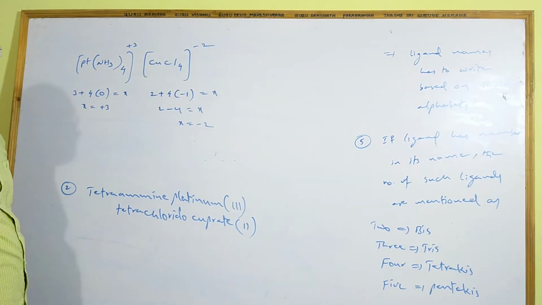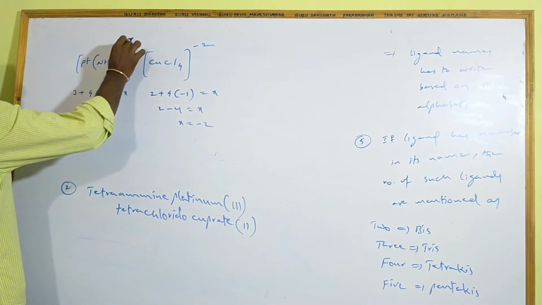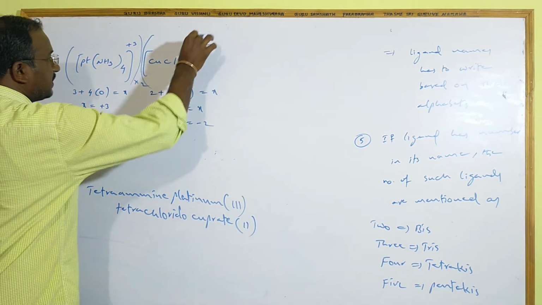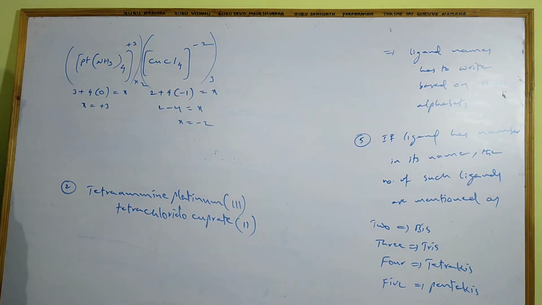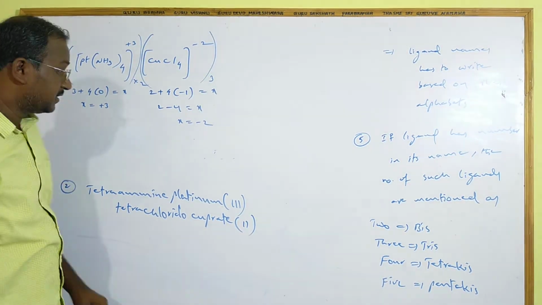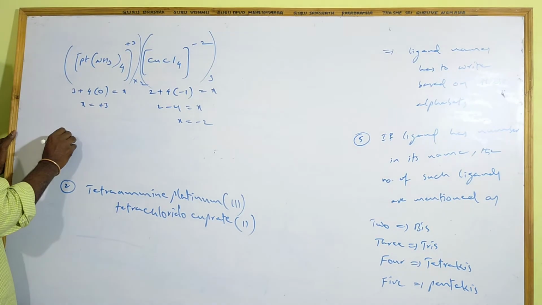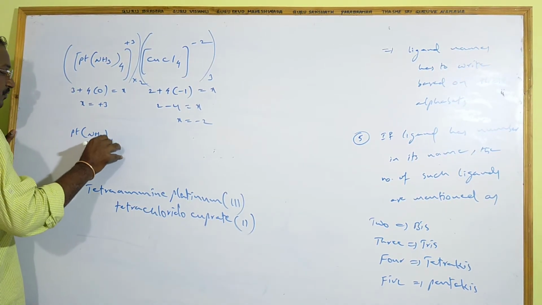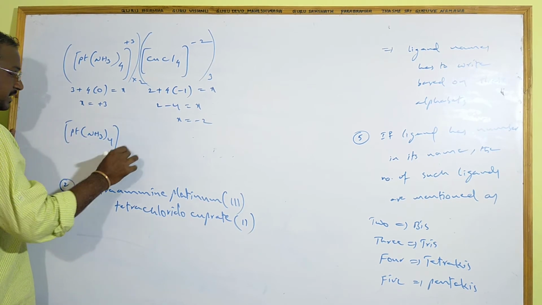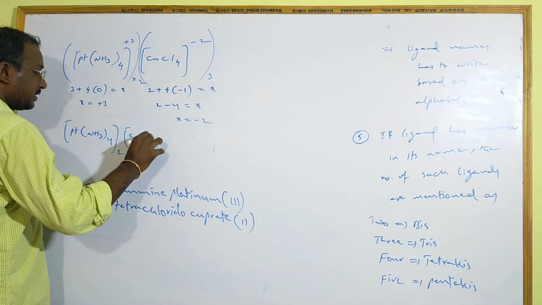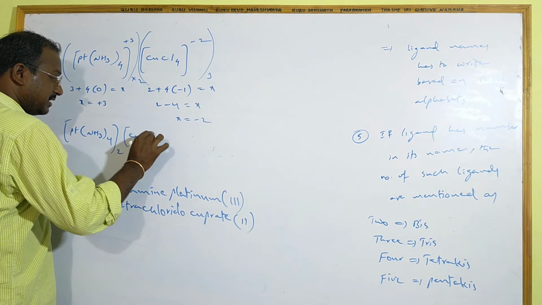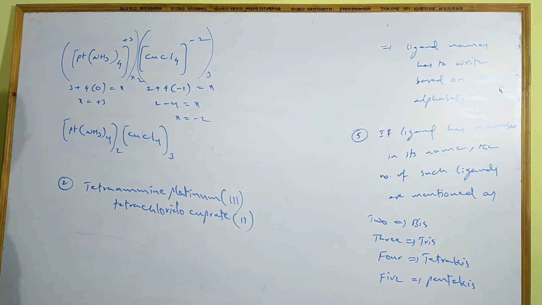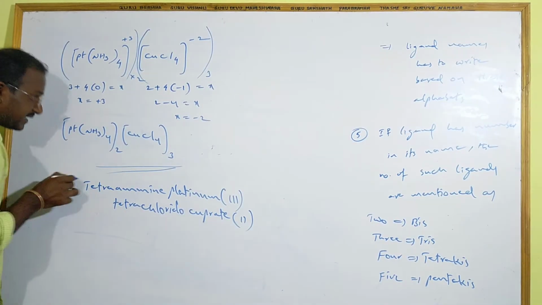So 1 is not correct. Then what do you have to do? You have to multiply this with 2 and this with 3 to make the charge balance. So after that, it becomes what now? Platinum NH3 4 taken twice, CuCl4 taken thrice. This is the correct complex. This is wrong.